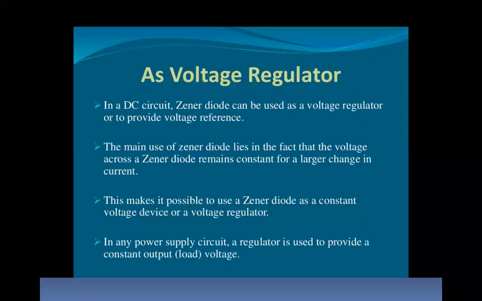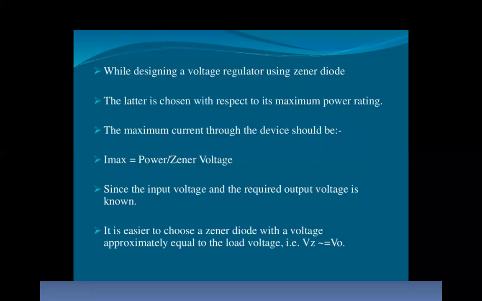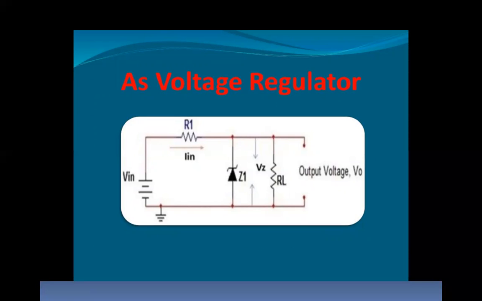That is, we have seen this one. VZ is more or less equal to V0. So this is how we get the load voltage. The Zener voltage VZ is almost equal to the output voltage, so it is maintaining a voltage regulation.